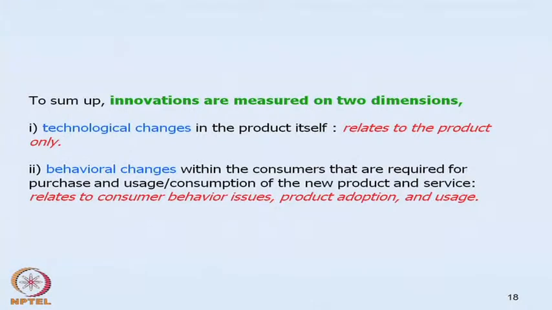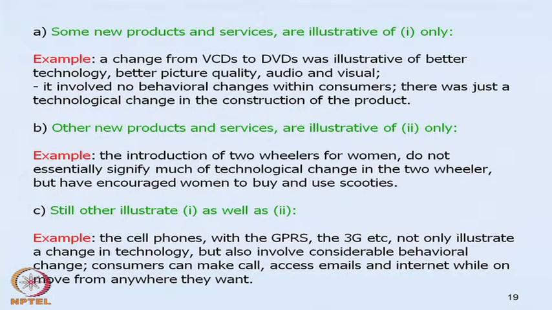So there are two things which we discussed: the technological changes related to the product and the behavioral changes within consumers with respect to their usage and consumption patterns. These two things are of relevance here, and we will study innovation on the basis of these two dimensions. Now, we further talk of it in terms of technological changes which are just related to the product, and behavioral changes which relate to consumer behavior issues, be it product adoption or usage.